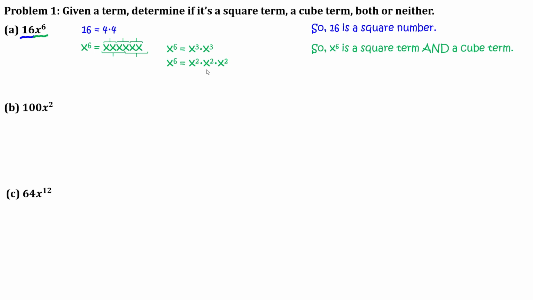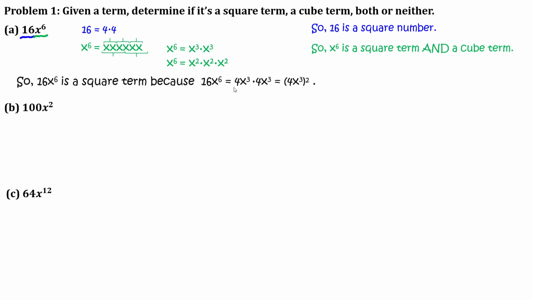So now, what about the whole thing then? Well, you have to be able to split them up together. So if 16 is a square, and x to the 6th is a square and a cube, then together they're a square term. Because you can split it into two groups of identical factors. So 16x to the 6th is a square term because I can write 16x to the 6th equals 4x cubed times 4x cubed, right? Or you can write it as 4x cubed squared.